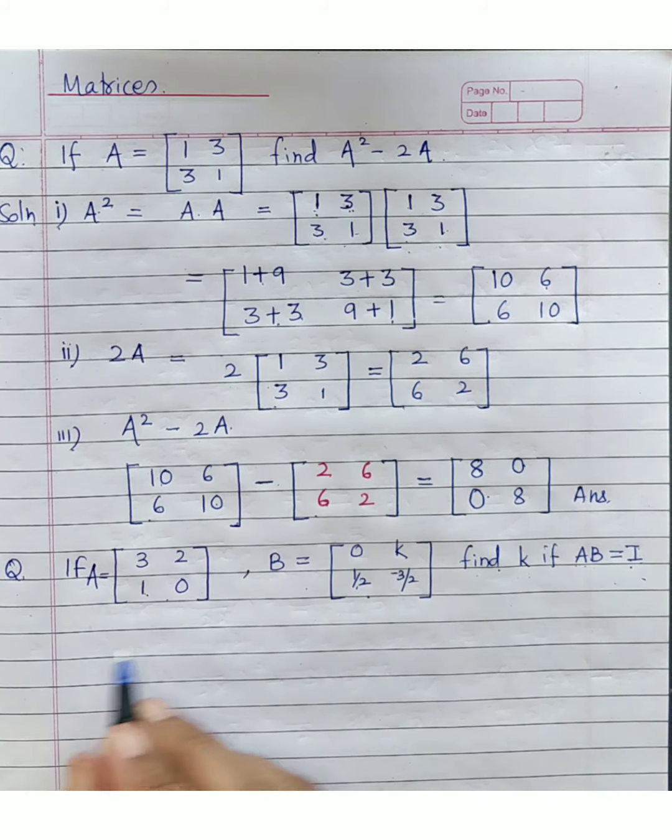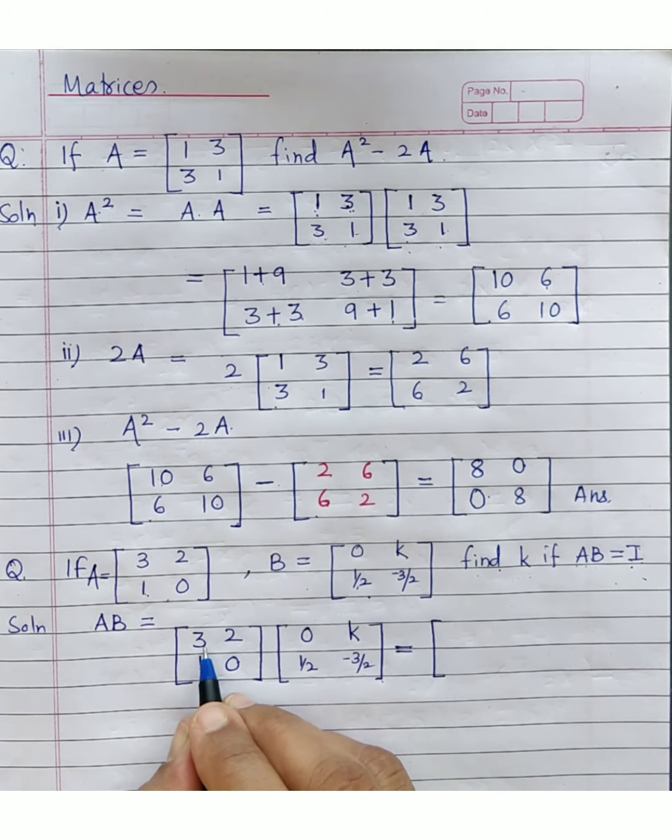Let's first find product matrix AB. So write very properly. Also check that you have copied all the numbers correctly. Matrix B, this is half, minus 3 upon 2. Okay.